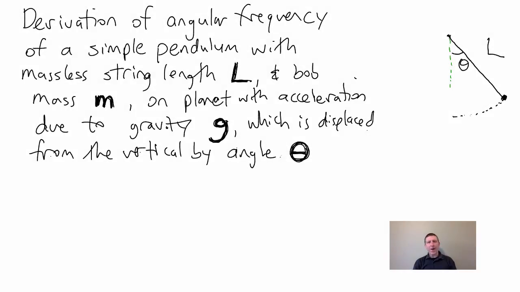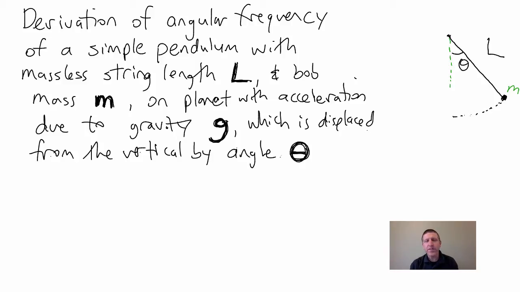What we're going to do now is the derivation of the angular frequency, and hence we'll also get an expression for the period, of a simple pendulum with a massless string of length L, a bob of mass m, that's right here, that mass m, and on a planet with acceleration due to gravity g. And this pendulum is displaced from the vertical by angle theta.